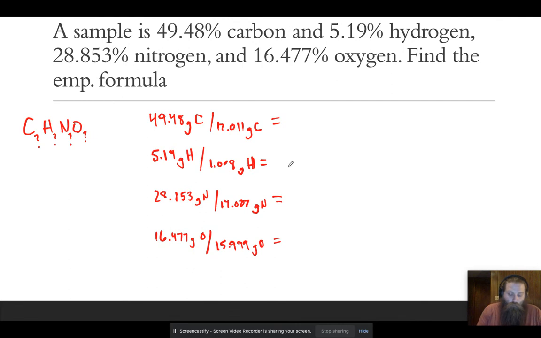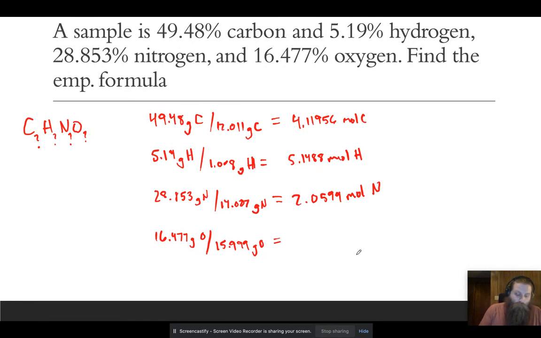So let's run through that. 49.48 divided by 12.011 gives us 4.11956 moles of carbon. 5.19 divided by 1.008 gives us 5.1488 moles of hydrogen. 28.853 divided by 14.007, we have 2.0599 moles of nitrogen. 16.477 and 15.999 gives us 1.0299 moles of O.